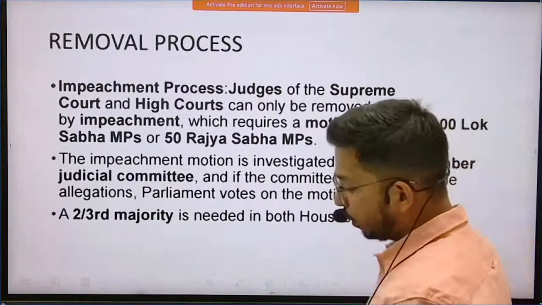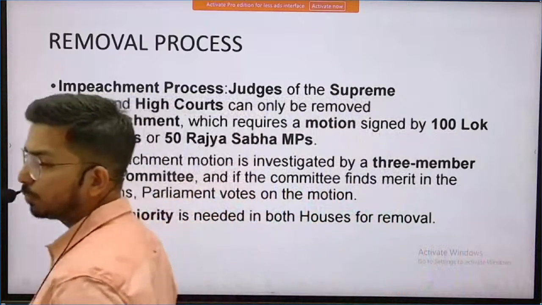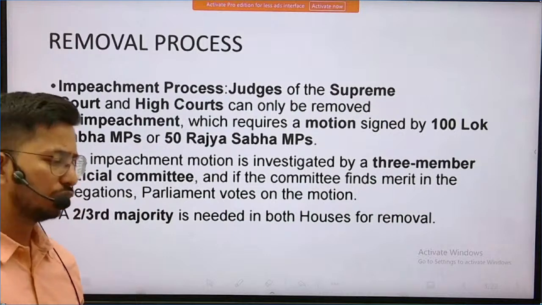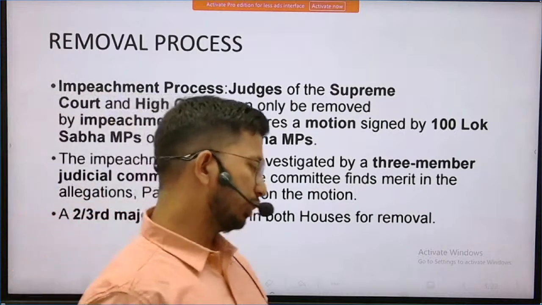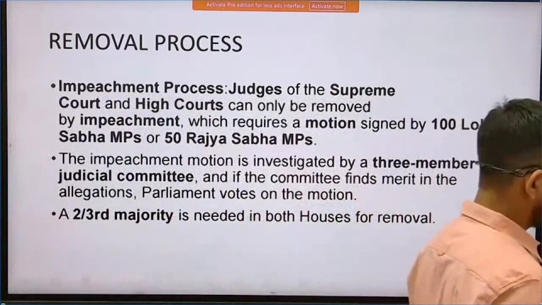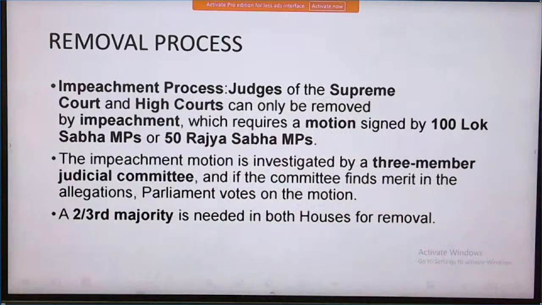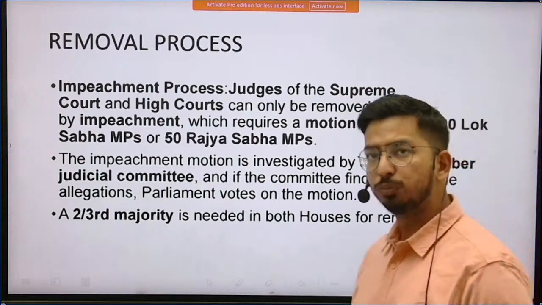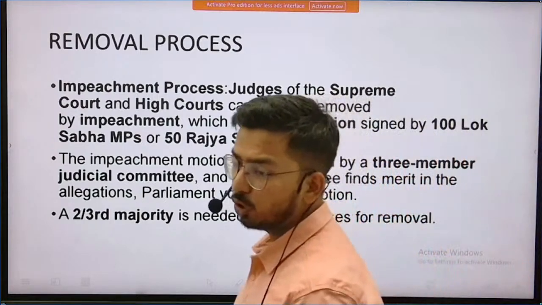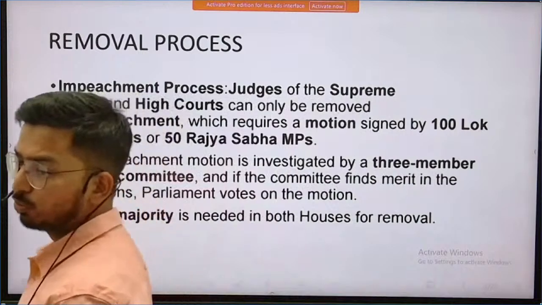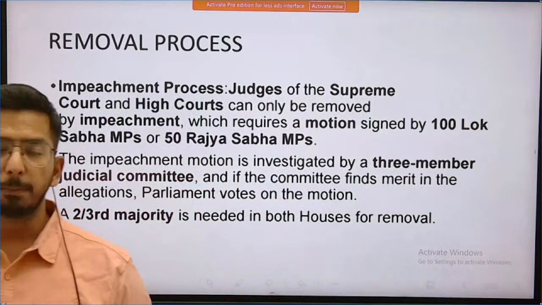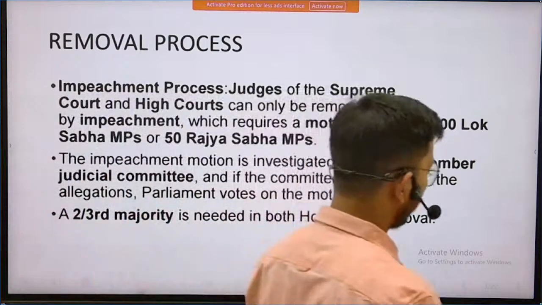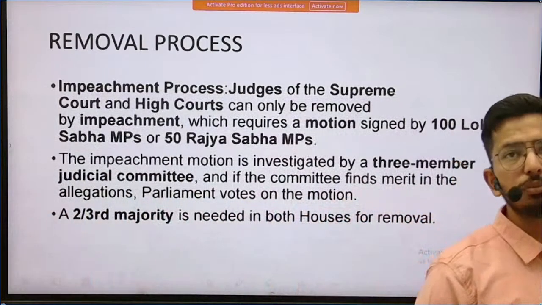When we talk about the removal process, it is similar both for the High Court and the Supreme Court judges. One should know that no Supreme Court judge has been impeached so far in history. There are a couple of judges against whom the recommendation of impeachment was brought into the parliament, but they were not impeached for one reason or another.